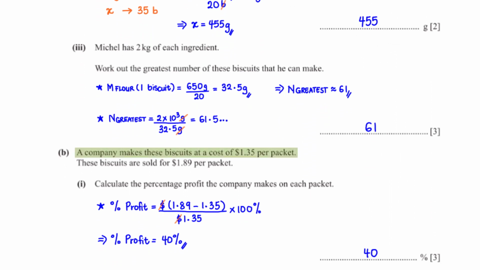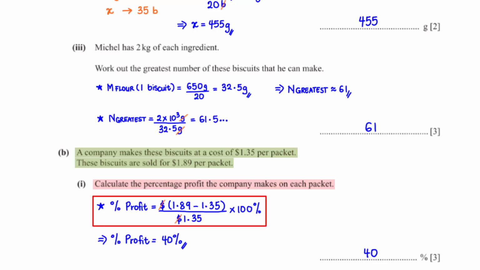A company makes these biscuits at a cost of $1.35 per packet. These biscuits are sold for $1.89 per packet. Calculate the percentage profit the company makes on each packet. The percentage profit on each packet would be equal to the profit made on each packet, which is 1.89 minus $1.35, divided by the cost incurred in making a packet, which is $1.35, times 100%. This gives us 40%.